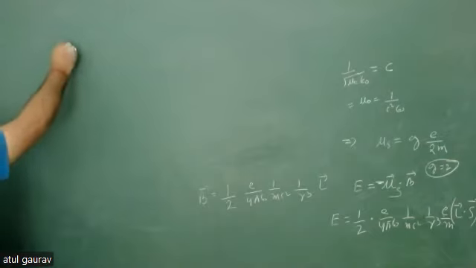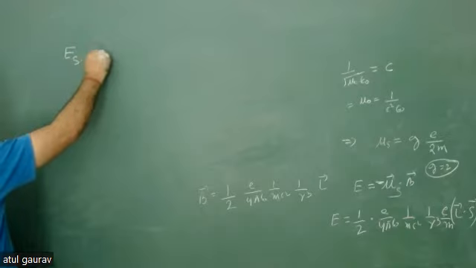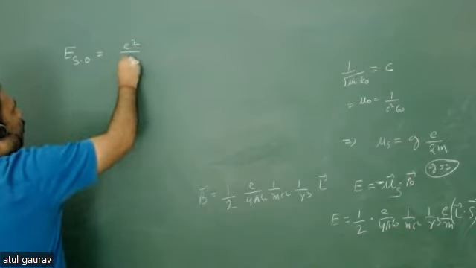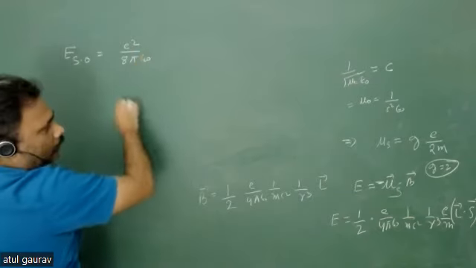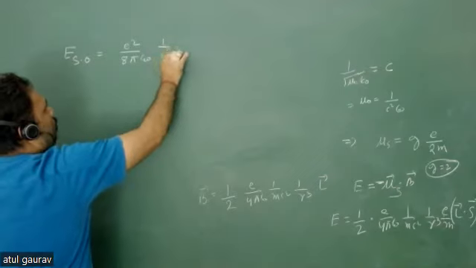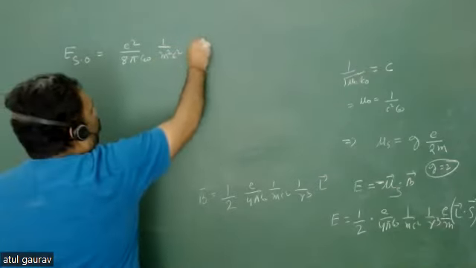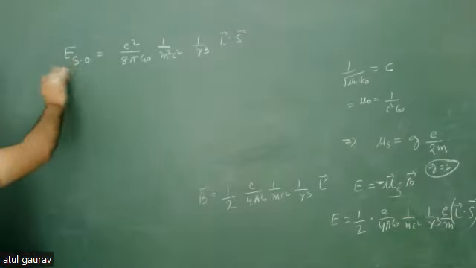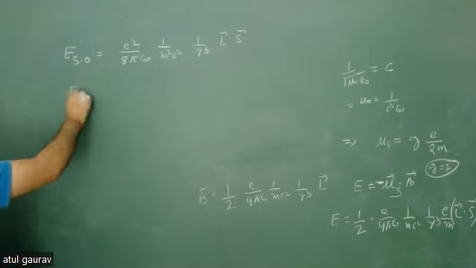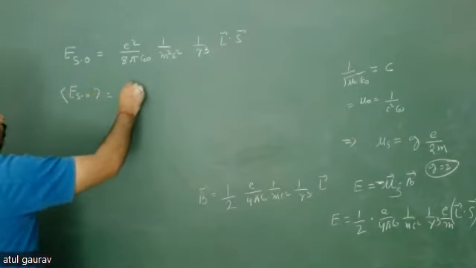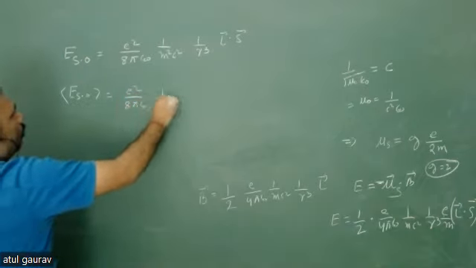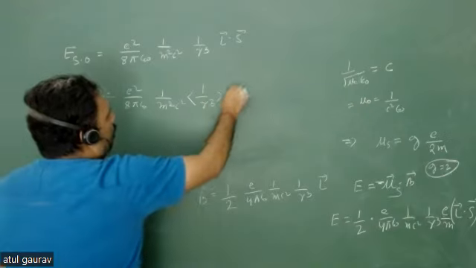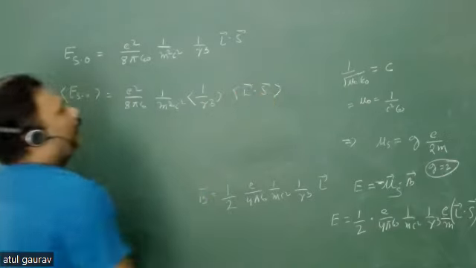So what is this particular value? So e, अब इसे मैं क्या कह सकता हूँ? Spin orbit coupling. क्या कह सकते हैं इसे? Spin orbit coupling. And this value is equal to e² upon 8π ε₀, this value is 1 upon m²c², and you have 1 upon r³ and L dot S. And now, if we assume this one as my perturbation term, then we have to go for the average value of this. So this value is equal to e² upon 8π ε₀ 1 upon m²c². We have to calculate the average value of 1/r³, and we have to calculate the average value of S dot L.